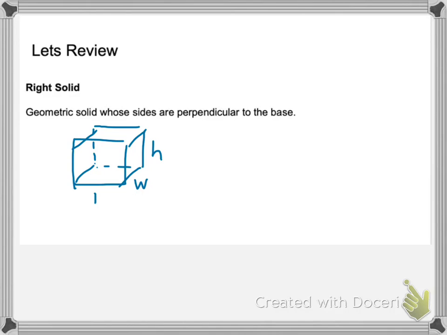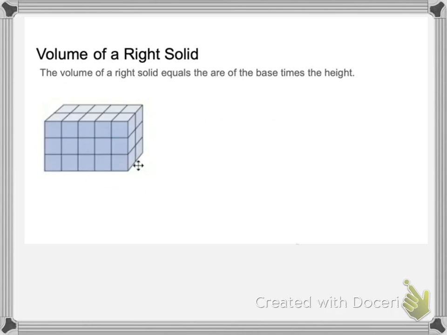There's a new formula we're going to learn today, and it's going to help us find the volume of any right solid. You can use this for the volume of a triangular prism, a rectangular prism, or even a cylinder. So let's take a look at some other right solids. The volume of a right solid equals the area of the base times the height, always. And our new formula is going to be V equals capital B H, and that capital B stands for the area of the base.